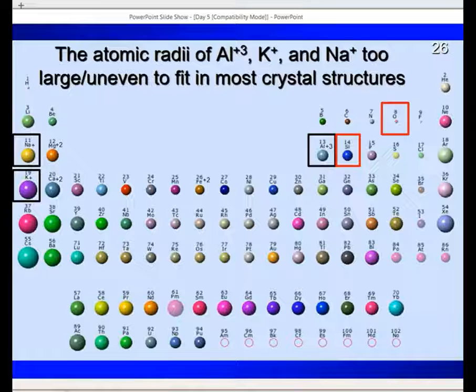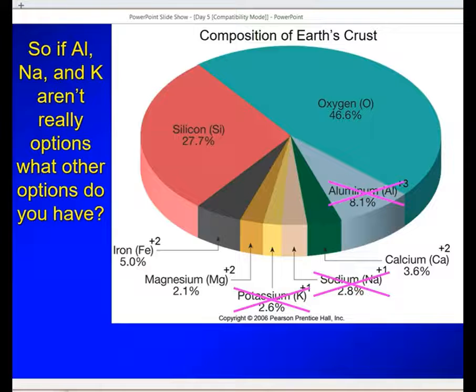Now, the trick, or the challenge, I guess I should say, about all this is what's written up there in black. So the atomic radii, so the width, the size of those atoms, of aluminum, potassium, and sodium, are too large, or you can think of them as uneven, to fit in most crystal structures. So if your silica tetrahedron is made of these relatively small atoms, to then put a gigantic sodium or a gigantic potassium in there, they just don't fit. So it might balance things out, but they're the wrong size. So it can happen, it's just not super common.